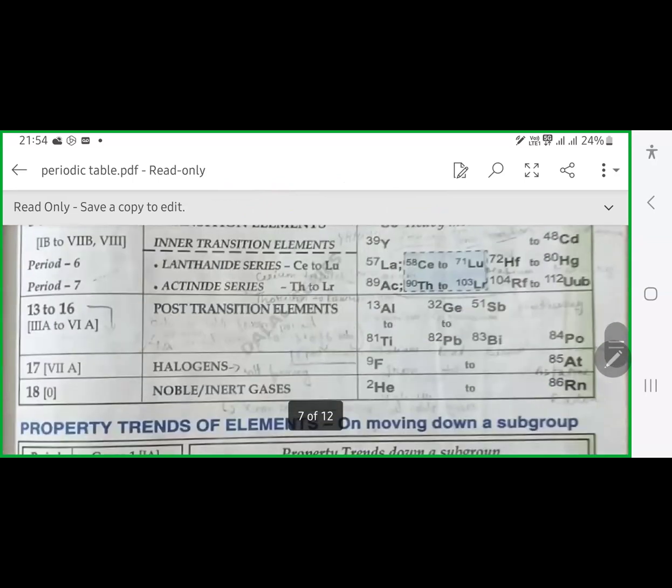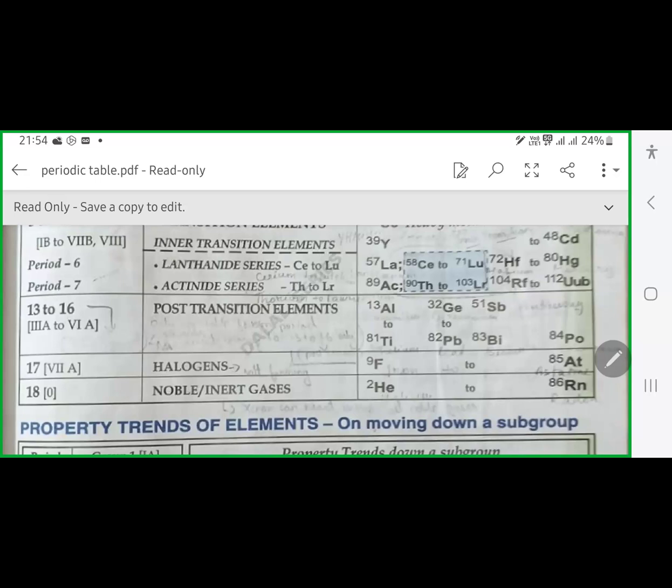Then we can move to group 18. It is known as noble gases. Group 18 is known as noble gases. Earlier they were known as inert gases, but nowadays instead of the word inert gases we use noble gases.